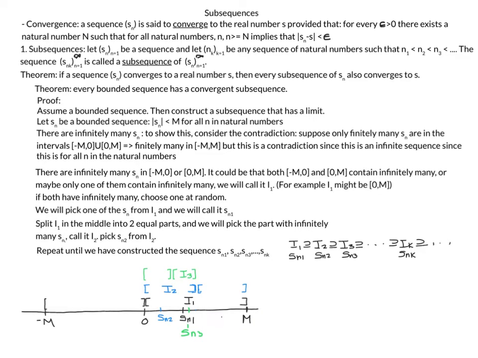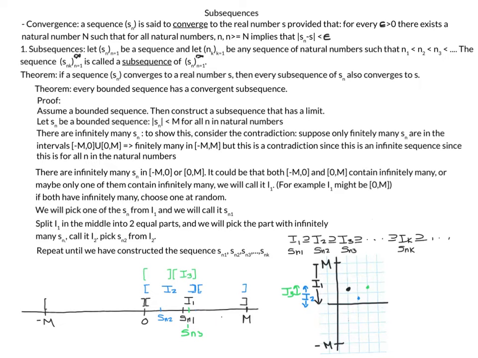I repeat this for I3. So I take I2 and divide it into half, although this doesn't look like half, but pretend like it's half. And then I choose the one with an infinite number of members, and I'll call it I3, and from there I'll take one of the Sn's and designate it as Sn3. So now I have a subsequence Sn1, Sn2, Sn3, and I continue this process.